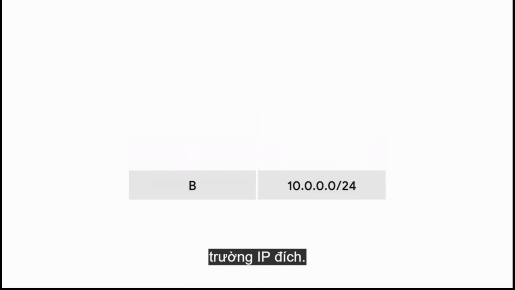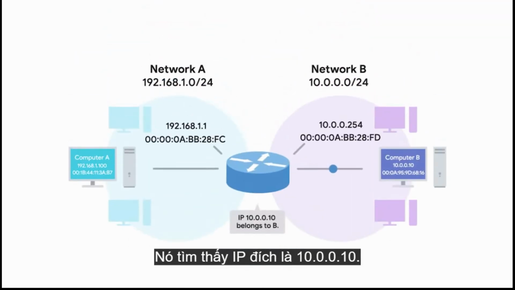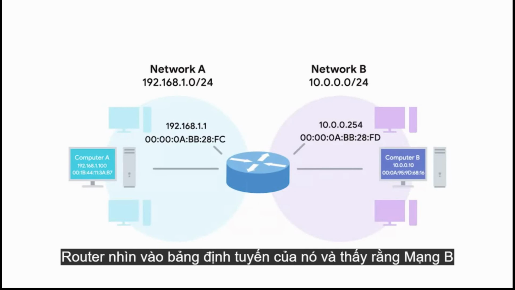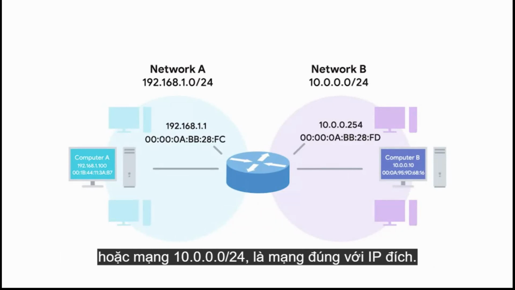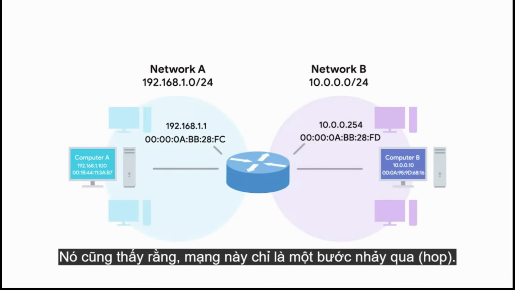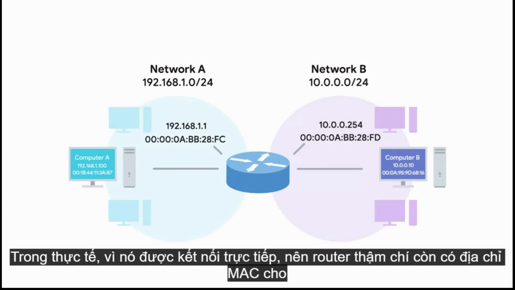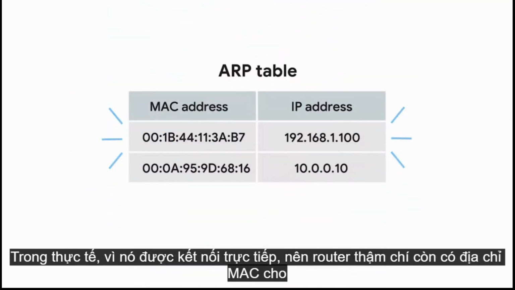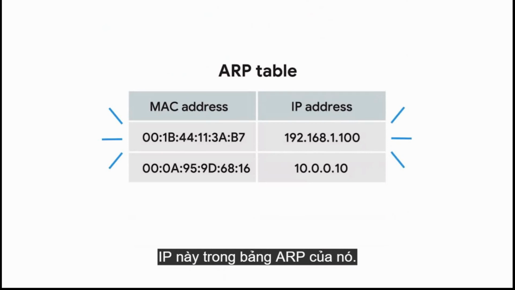It finds the destination IP of 10.0.0.10. The router looks at its routing table and sees that network B, or the 10.0.0.0/24 network, is the correct network for the destination IP. It also sees that this network is only one hop away. In fact, since it's directly connected, the router even has the MAC address for this IP in its ARP table.